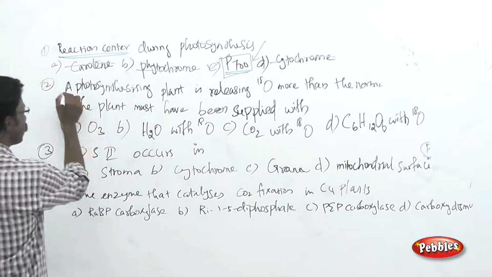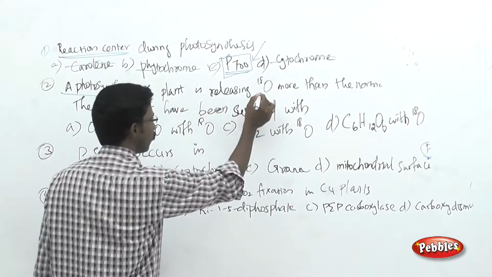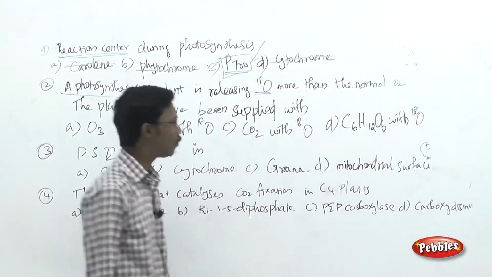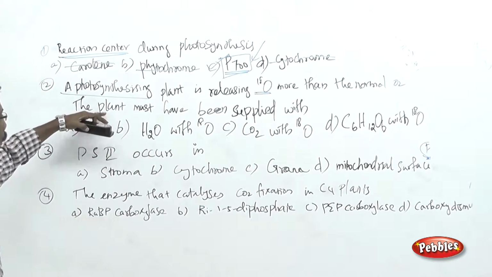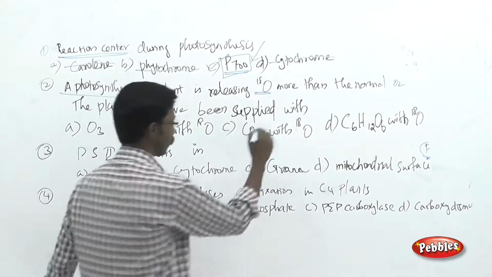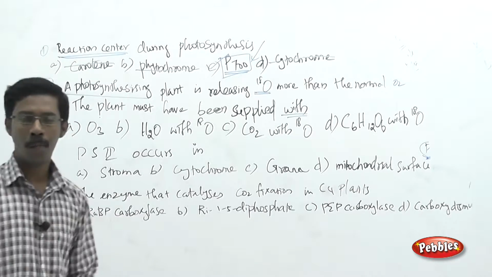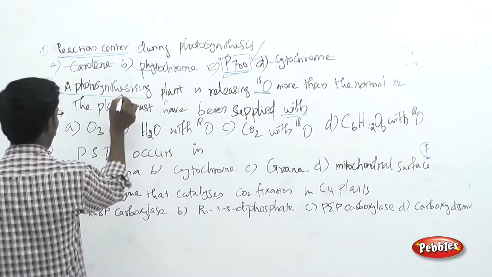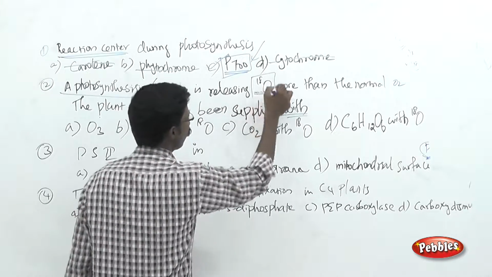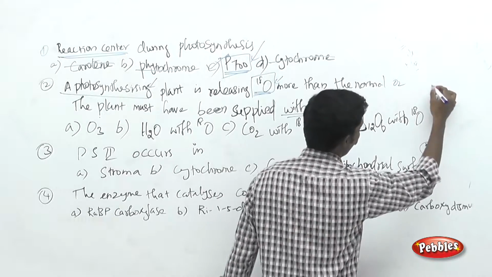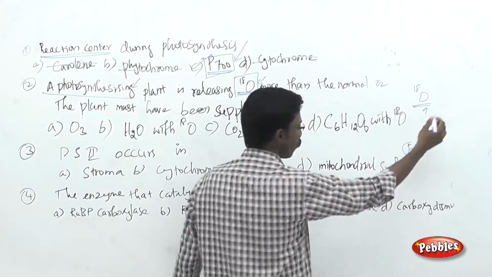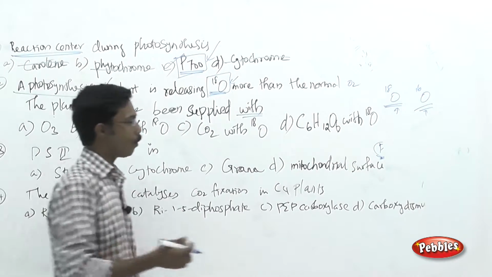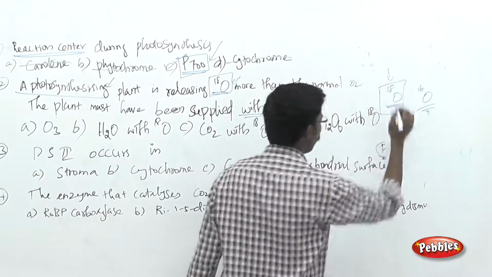So over here a photosynthesizing plant is going to release O18 more than a normal oxygen. Okay. So this is your question and this is your statement. The question over here: the plant must have been supplied with... Okay. So it is talking about the process of photosynthesis. The particular photosynthesizing plant is going to release oxygen in the form of O18. Okay. So what is the normal form of oxygen? O16. Okay. So over here it is going to release the oxygen isotope O18.